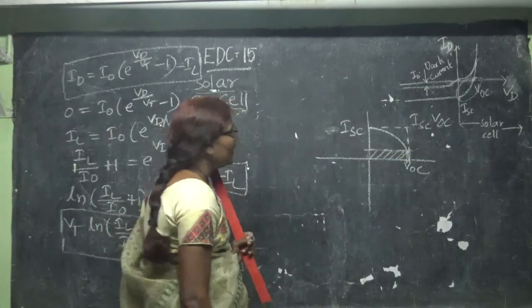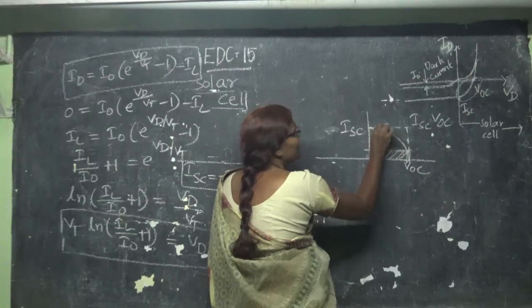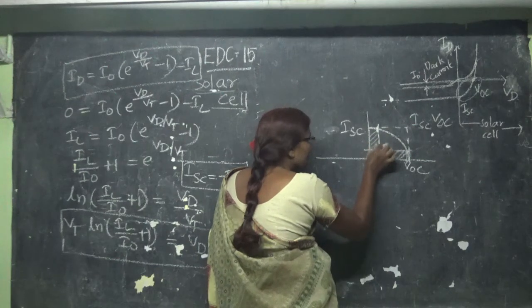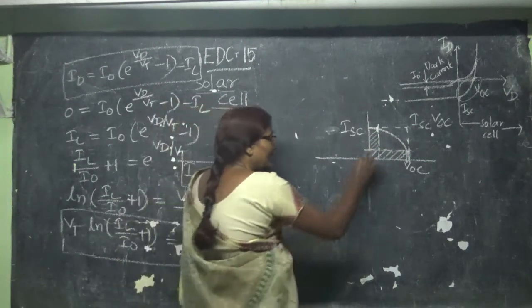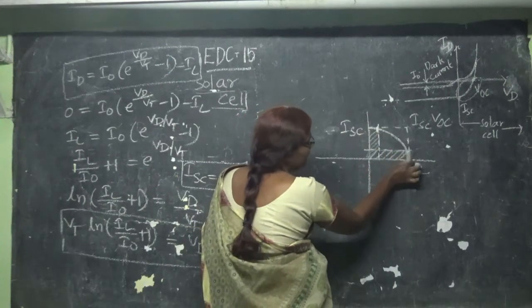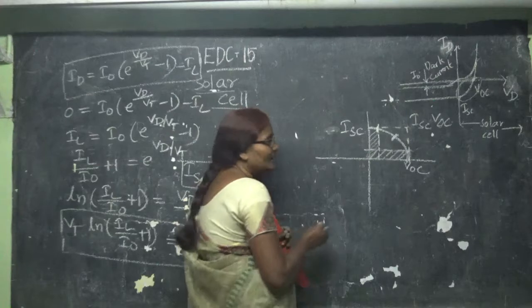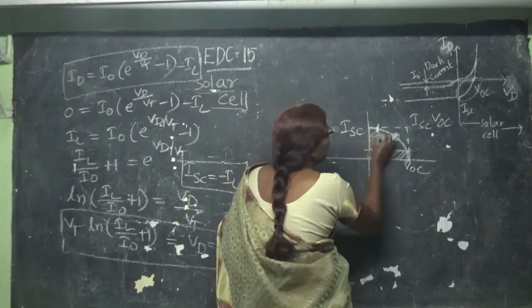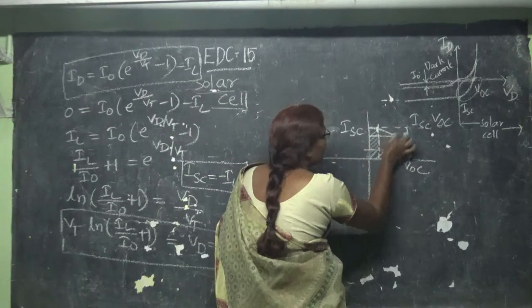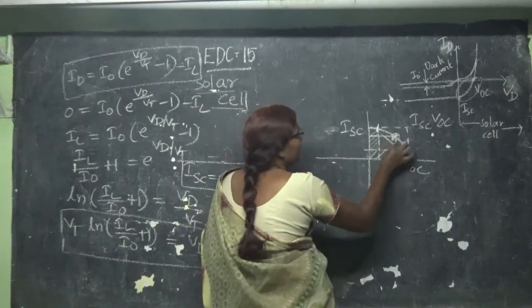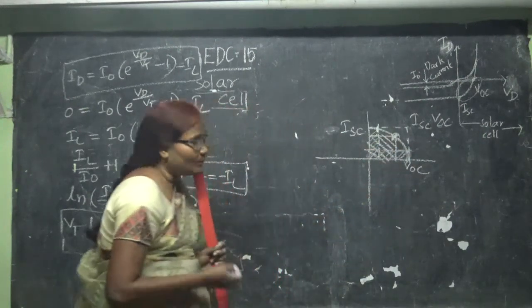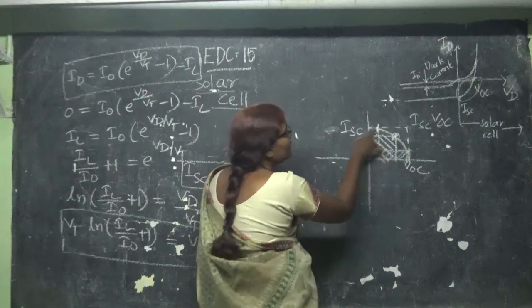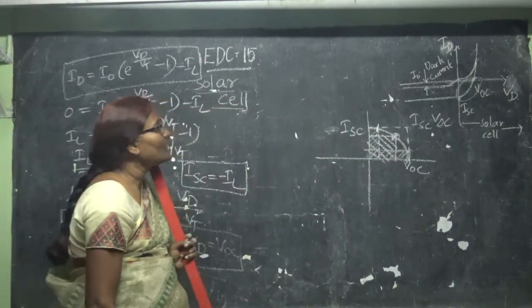Avuna? Now if my solar cell is operating at this point, what will be the area of this rectangle? It will be a lesser area. If somewhere on this curve my device is working and my device is at this point, what will be the area of this region? It will be the maximum area. That means I have to see that my device works at a point which will give the maximum power.